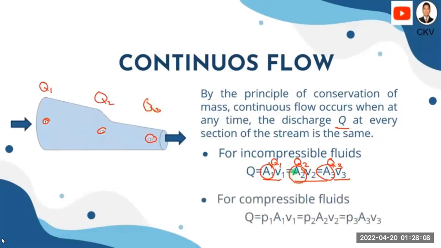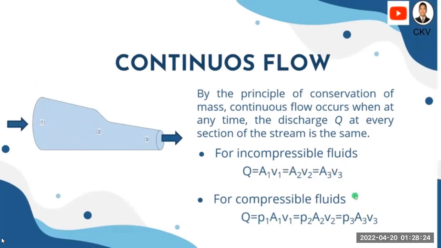For incompressible fluid, this is our equation, and for compressible fluids, we just put the pressure. Okay, we multiply the pressure on the product of the cross-sectional area and the velocity at each section.